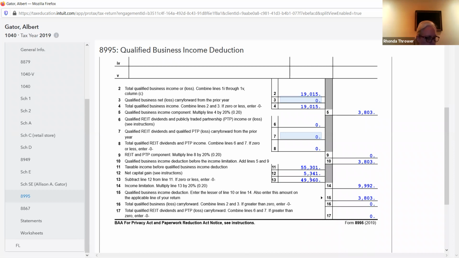Also, for line 11 here, this 55,301, they get that by taking the adjusted gross income and subtracting out the itemized deductions. So your adjusted gross income off of your 1040 form is 82,132. If you subtracted your itemized deductions, that would give you line 11, which is 55,301. That's how they get that.